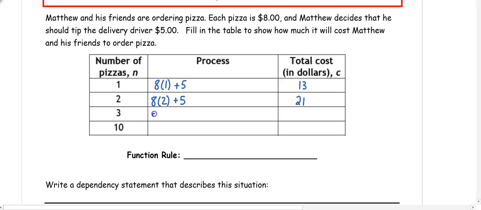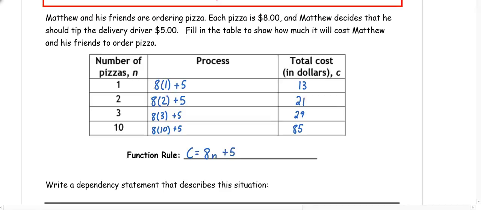If he orders two pizzas, 8 times two pizzas plus the $5 tip would get us $21. If he orders three pizzas, that would get us $29. If he gets 10 pizzas because they're really hungry, 8 times 10 plus the $5 tip would be $85. Following the function rule, notice that for number of pizzas we have n and total cost we have c. Our function rule would be c equals 8n plus 5, because we're determining the cost.